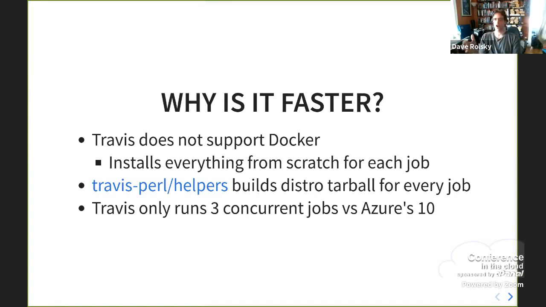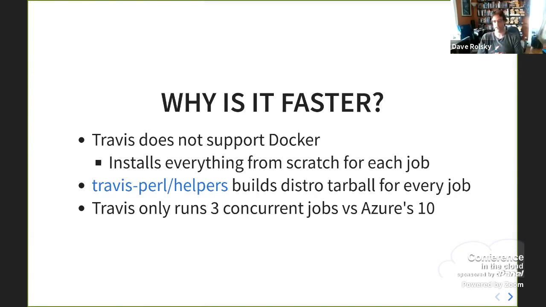With Azure using Docker, you get a lot of stuff pre-installed, including, well, mostly Perl. Now, Travis Perl did pre-build Perl, so it would download binaries in many cases, which was pretty cool. But if you're using Travis Perl, one thing it does, which isn't so cool, is it builds the distro tarball for every single job and then unpacks it and tests it. Whereas with my system, it builds the distro tarball once, uploads it to the pipeline artifacts system, and then all the test jobs are just downloading that, unpacking it, and testing it.